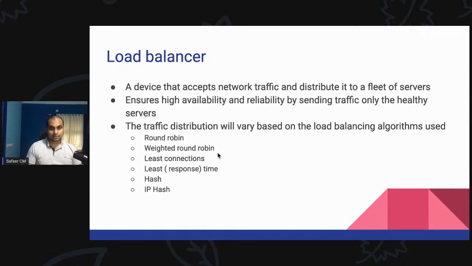Then there is least connections. If one machine is getting very few requests, that machine should get more requests. So if the load balancer is able to track those connections, it can send more traffic to that machine. Then there is least response time, depending on how well the system responds. The load balancer can send requests to the best performing machine.